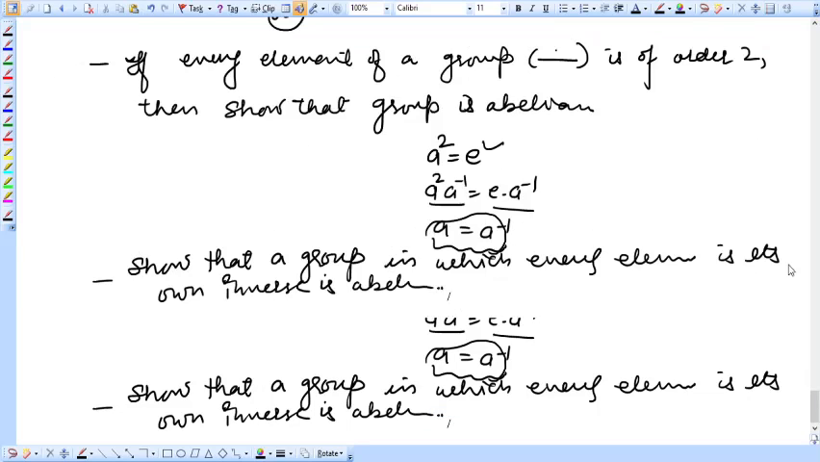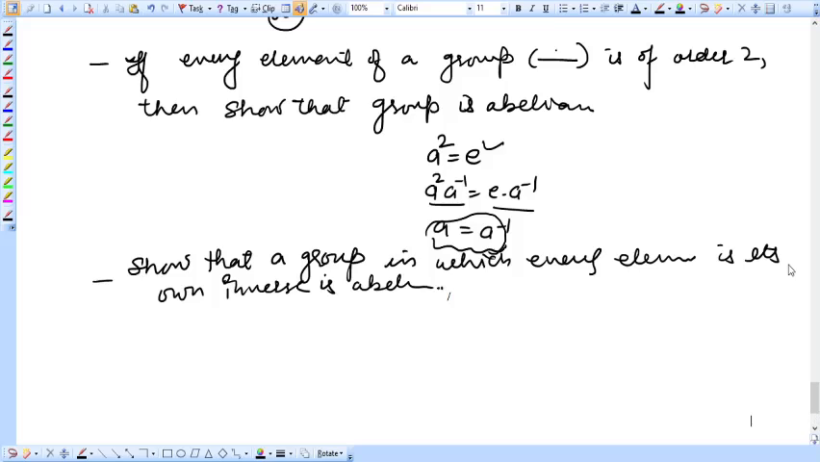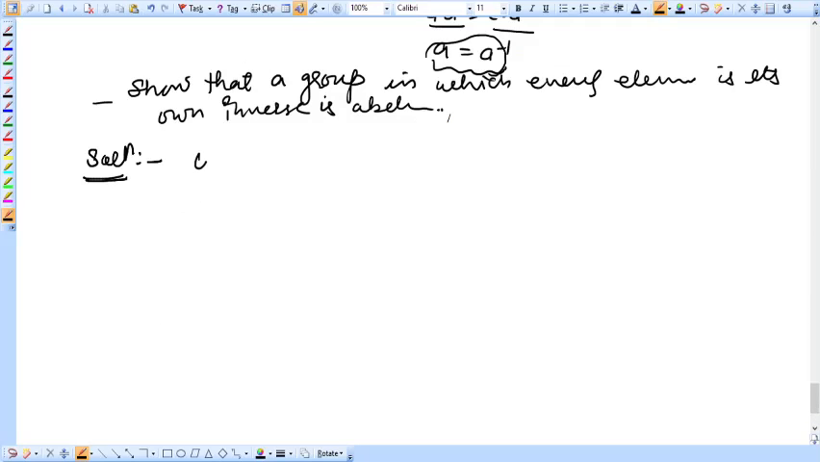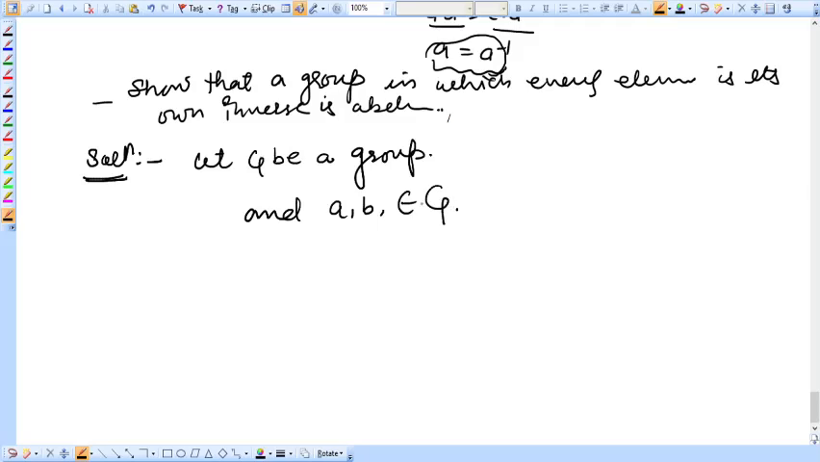Now solution. Let G be a group and A, B belongs to G. Okay, so in this group order of every element is 2, right? So A square is equal to E and B square would be also equal to E.